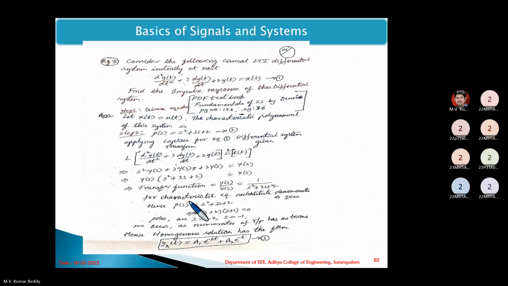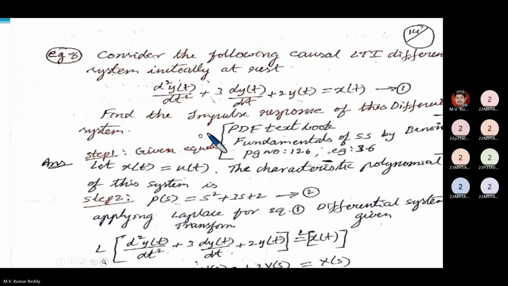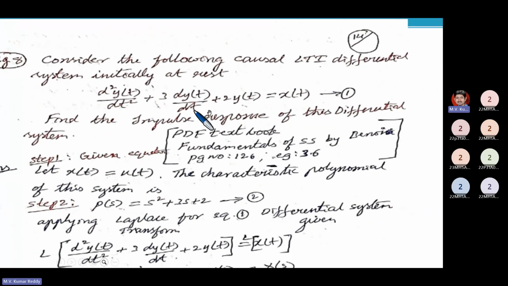See here, model 5. What do you say about model 5? What we have already discussed? Model 5 means differential equation. Whenever a differential equation is there, that is a continuous system. When a difference equation is there, then it is a discrete system. Okay. Now it is model 5.